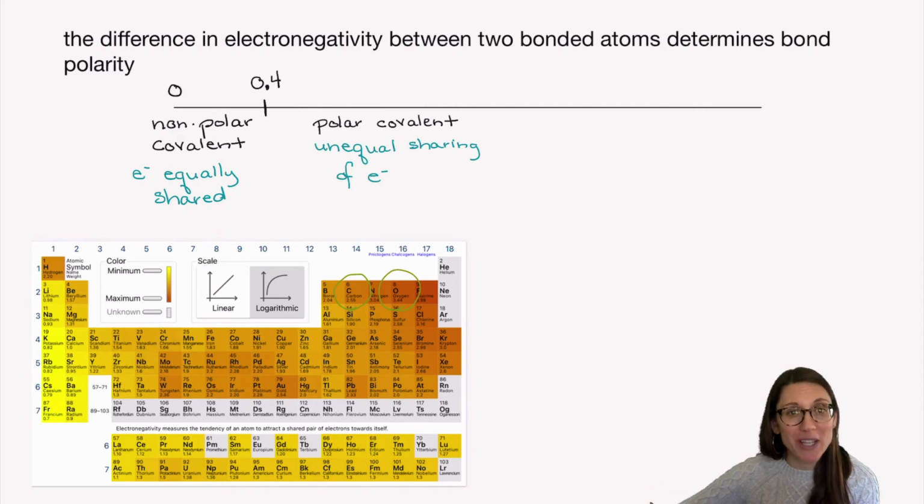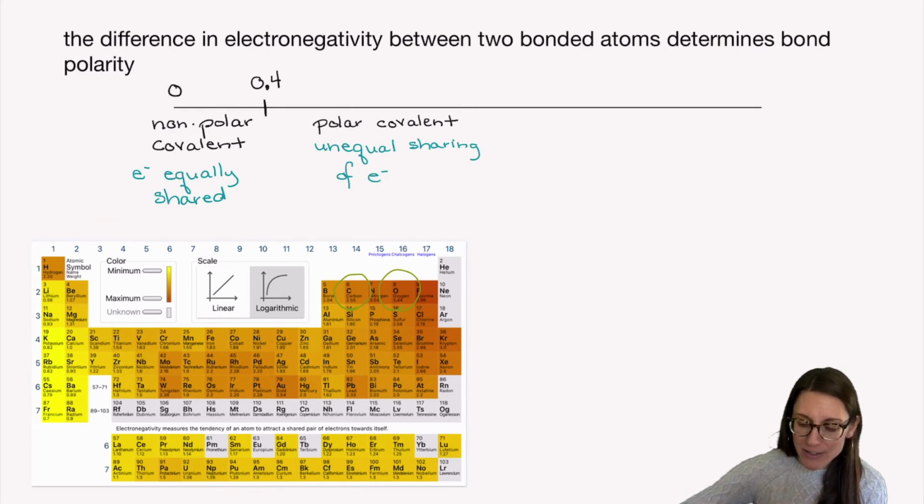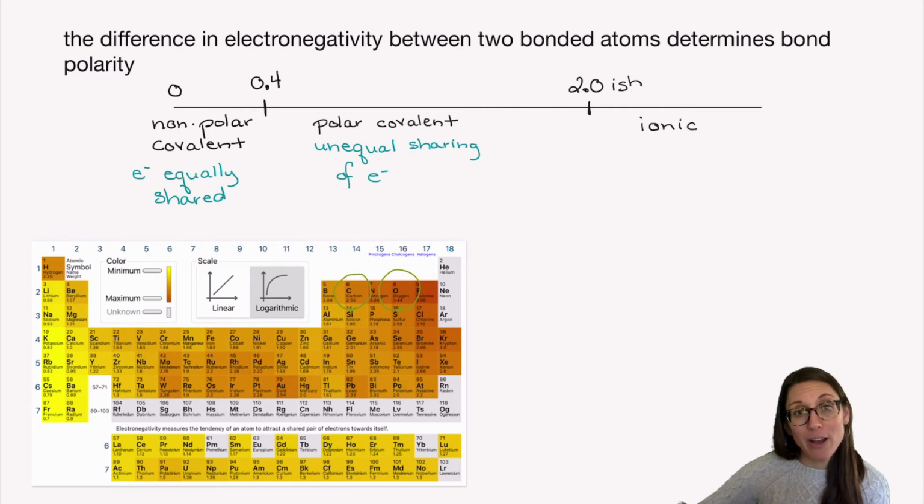sharing. If the difference in electronegativity is even larger, you end up with no longer sharing your electrons. You actually end up with a transfer of electrons. Do you recognize it? It's an ionic bond. The cutoff for that is a little fuzzy. We usually put it up close to 2.0, but I'm going to say "ish" up here because it does depend on the type of the elements that are involved and exactly what their electronic structure looks like.